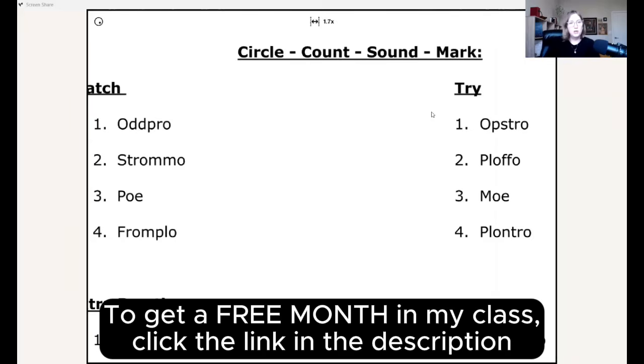So let's mark this first one together. This first O we know is going to say its short sound, ah, because there are at least two consonants after it. And here is our reading hack for the day: when you see O at the end of a word, it says O. So our sounds are ah, d, p, r, O. Odd-pro. Odd-pro. It looks like it's a compound word there, doesn't it? Odd and pro, because you're spelling each word as if it would be by itself.